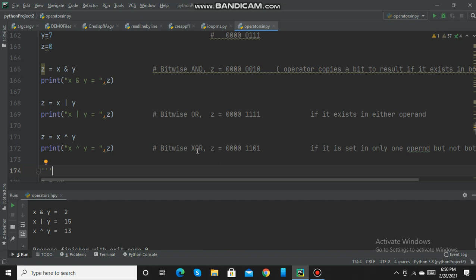Now the result of XOR is 1, 1, 0, 1, that is 2 raised to 0 plus 2 raised to 2 plus 2 raised to 3, that is 8 plus 4, 12 plus 1, 13. So that is this 13.